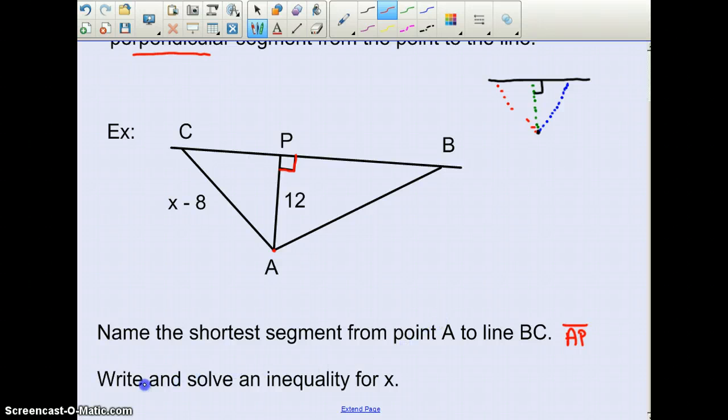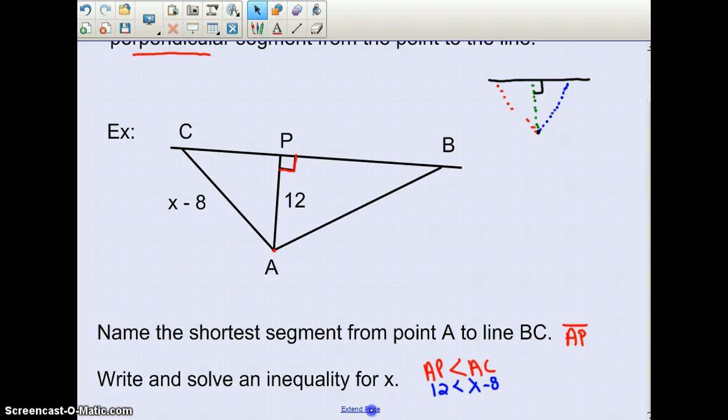of 12. So then it's going to go on and ask us, write and solve an inequality for x. All right, well, let's just compare the two distances here. We know that the length AP is the shortest distance, so it's got to be smaller than, remember the alligator always eats the bigger segment, or the bigger number, so AC has got to be bigger than that shortest distance, which is AP. So now if I substitute in here real quick, I could say that 12 would have to be less than that other distance, which is not the perpendicular segment, which is x minus 8.